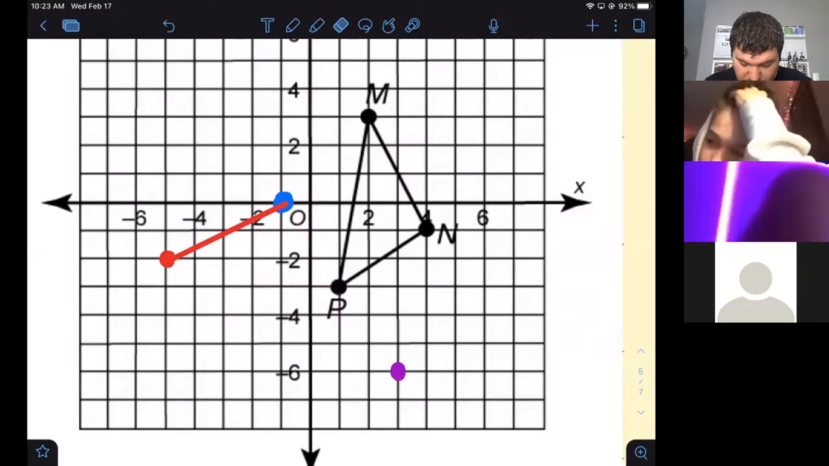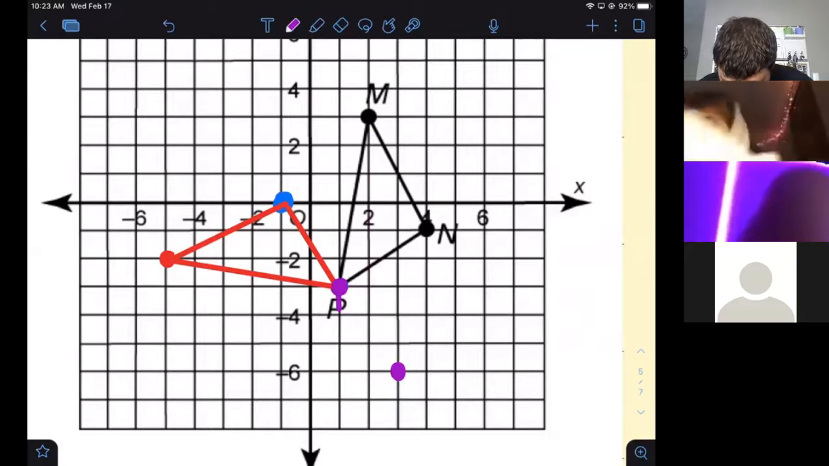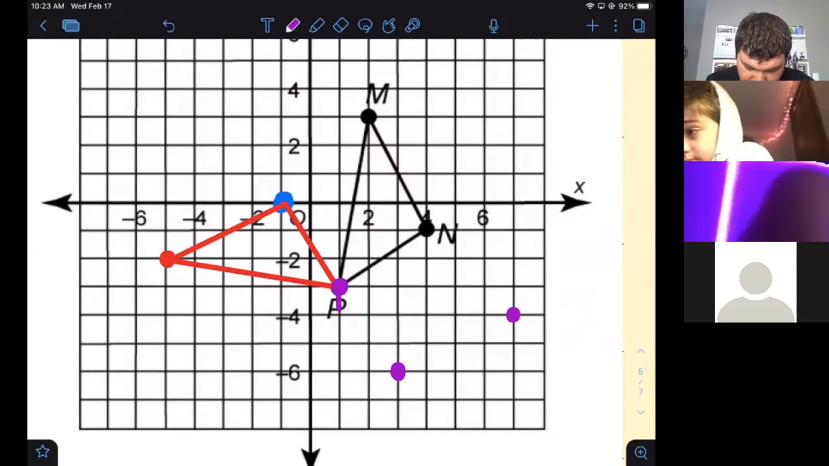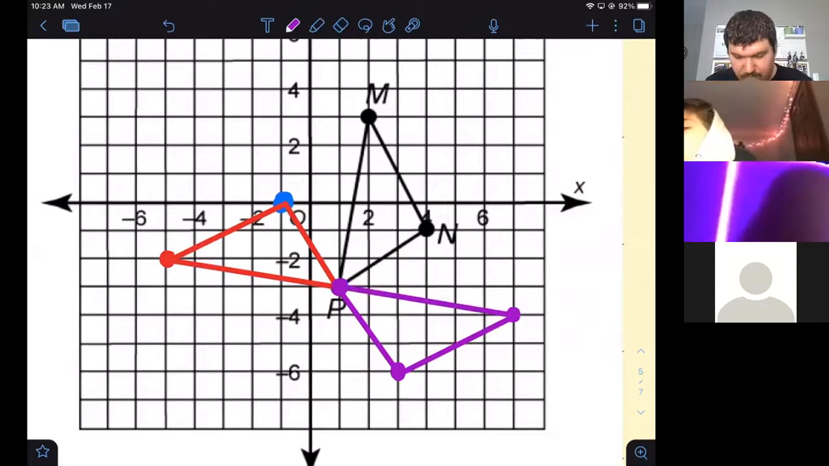Instead of going one to the right and 6 up, now we're going to go 1 down and 6 to the right, which is going to put us here at 7. 1, 2, 3, 4, 5, 6. Yeah. Okay. So then let me draw in that triangle. Okay, so there's a 90-degree clockwise rotation.